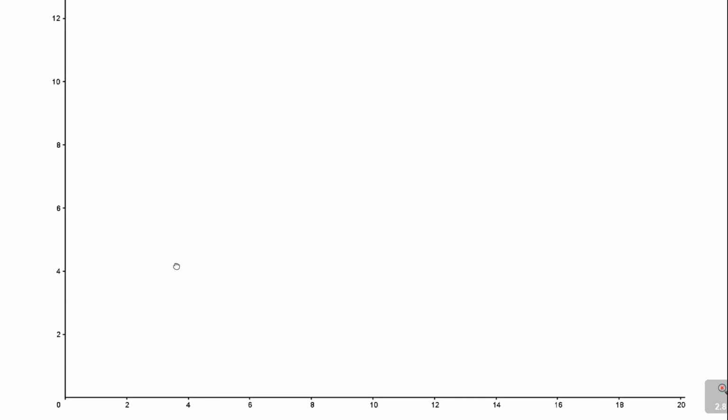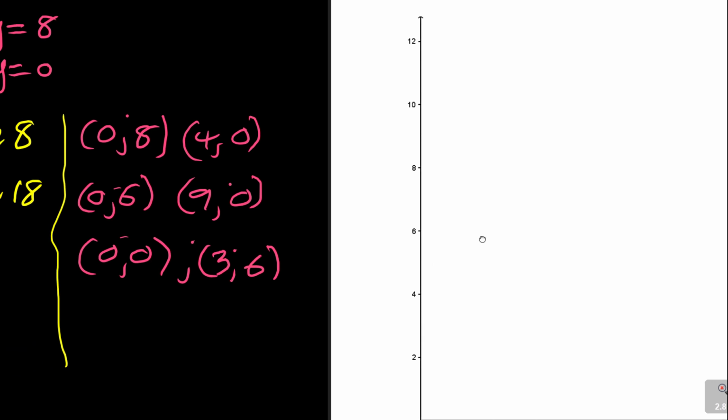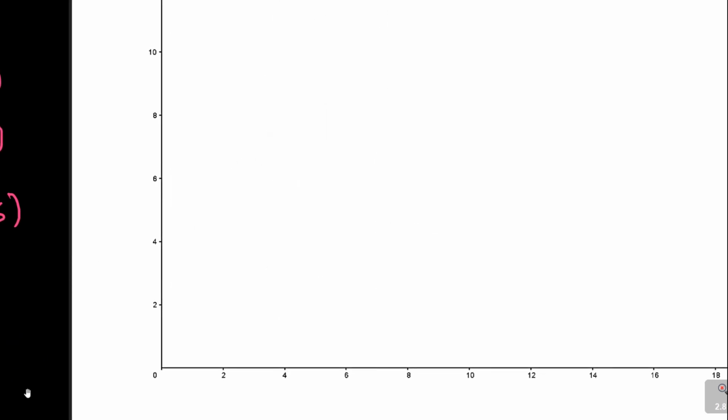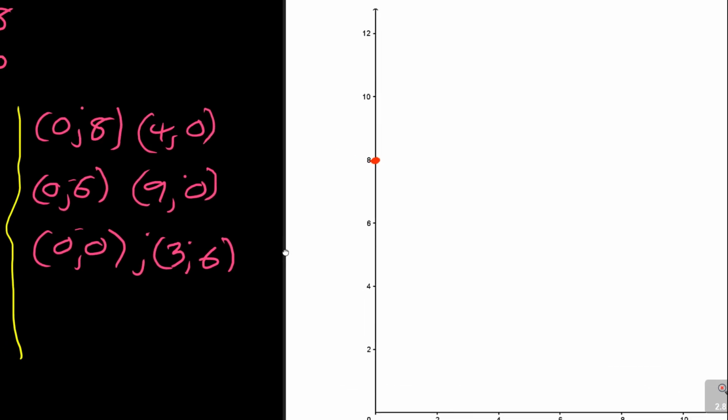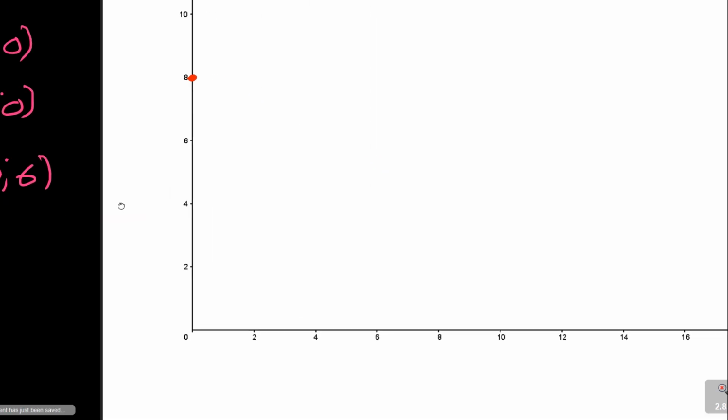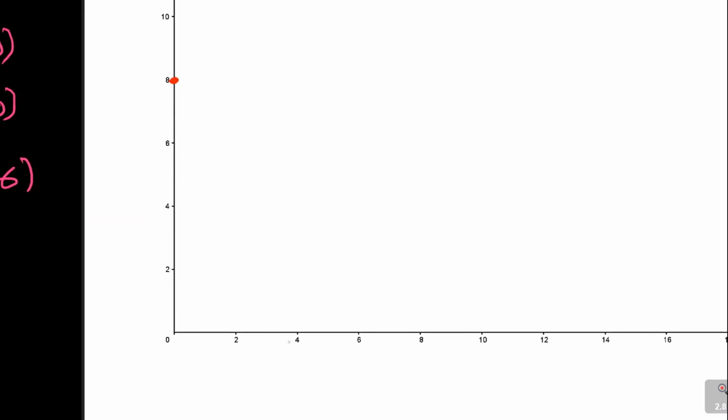I'm going to sketch them here. Let's start with the first one. We said on the first one, when x is 0, y is 8. I'm going to mark this. When x is 0, y is 8. There is a point there. And when x is 4, y is 0. Then that is the point I'm looking for. And there is the point.